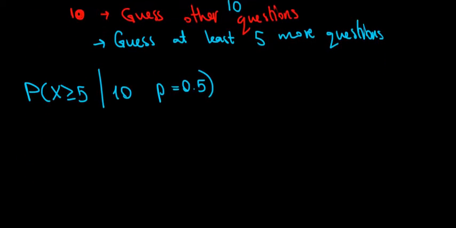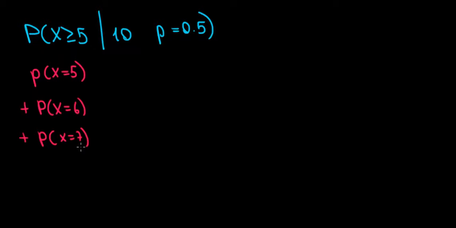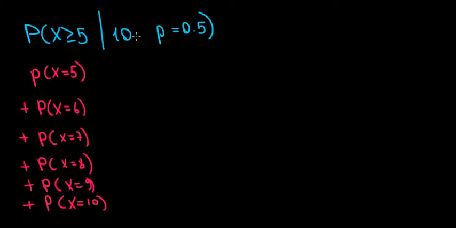So let's work out the math here. We look at the binomial distribution as usual, and we would have the probability that x is equal to 5 plus the probability that x is equal to 6 plus the probability that x equals 7 plus the probability that x equals 8 plus the probability that x equals 9, and the probability that x equals 10, given that we have a sample of 10 options with a proportion of 0.5.